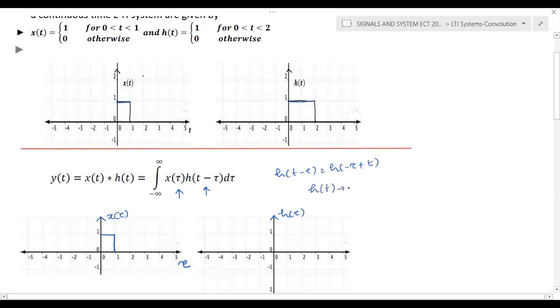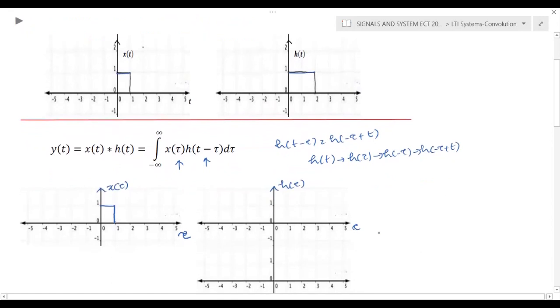From h of t you can draw h of tau, from h of tau you can draw h of minus tau, and from h of minus tau you can draw h of minus tau plus t. Here the variable is tau. Now h of t is a signal which exists from 0 to 2. Similarly, h of tau is a waveform which exists from 0 to 2, and all other values become 0. Now we need to take h of minus tau. H of minus tau is simply the time reversal.